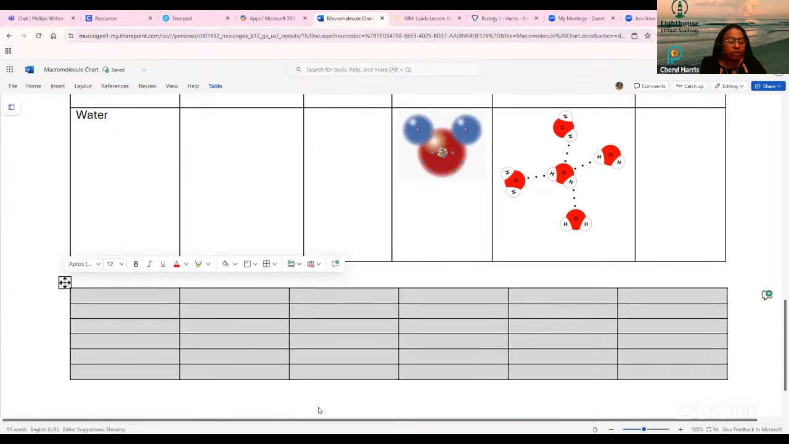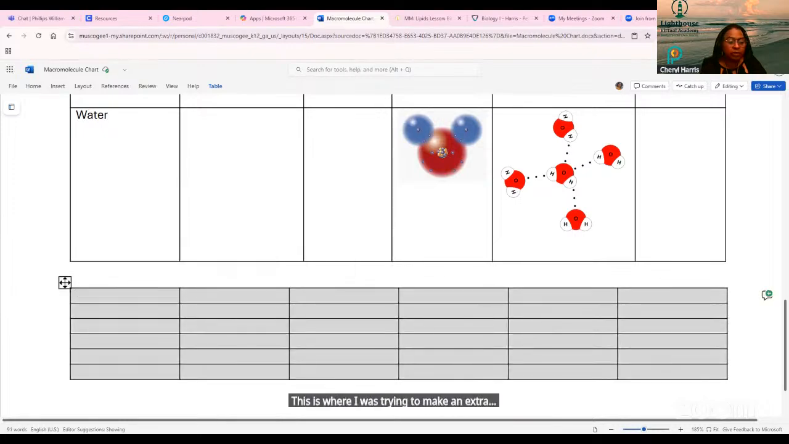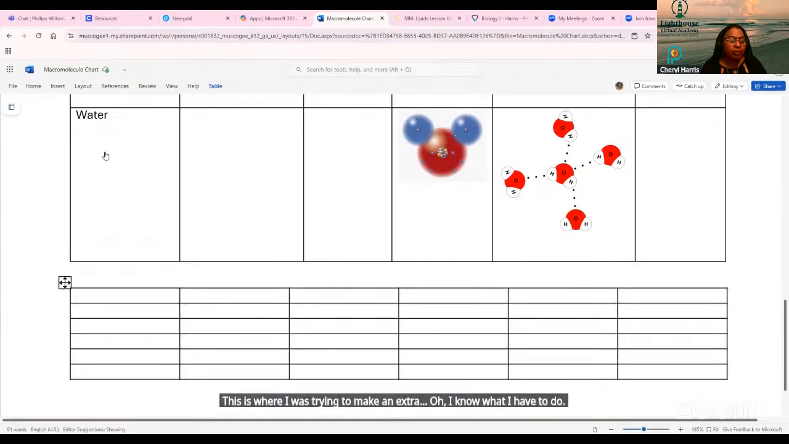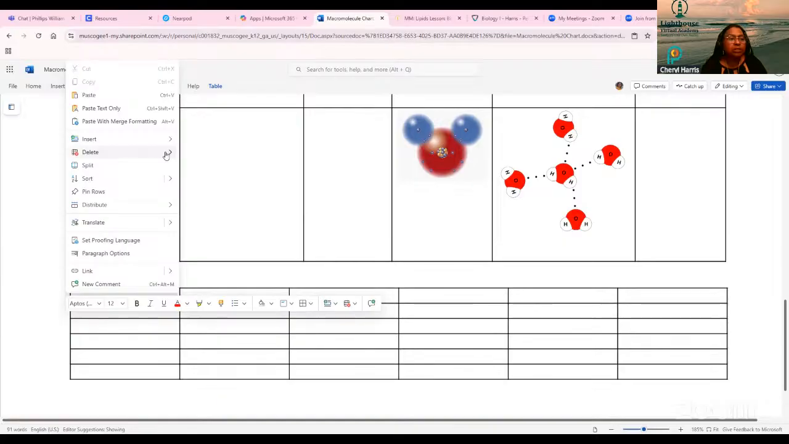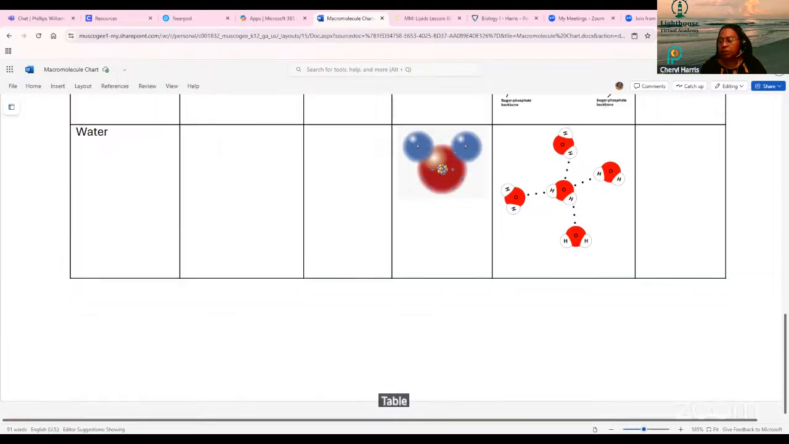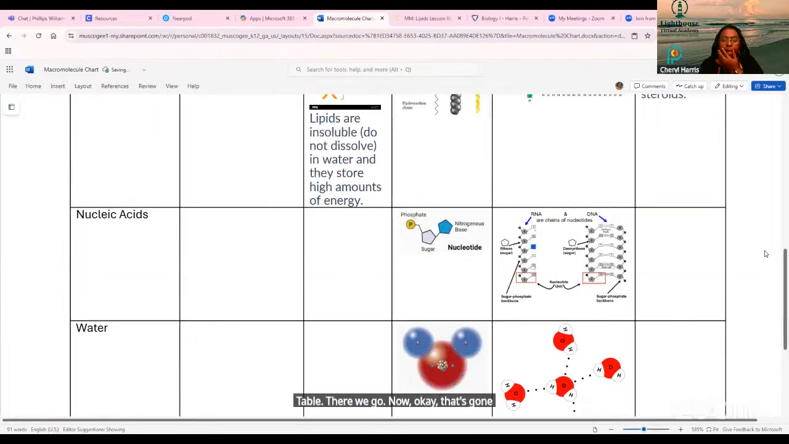This is where I was trying to make an extra. Oh, I know what I have to do. Delete, delete table. There we go. Now, okay, that's gone. All right.